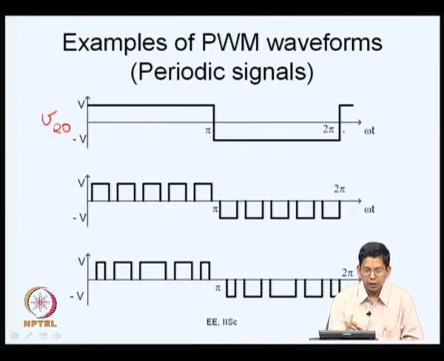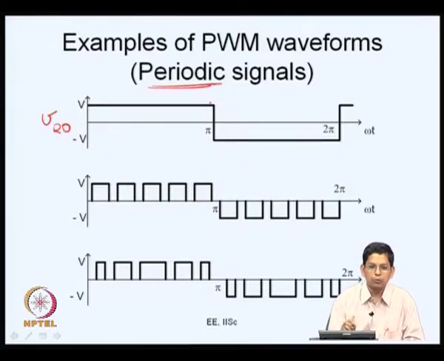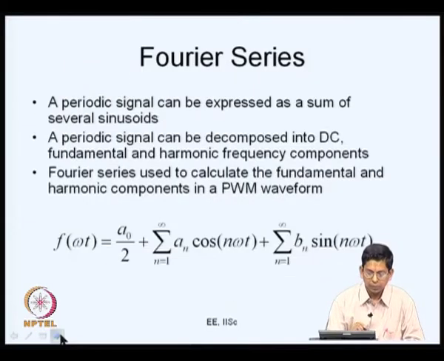Similarly, you can modulate in several ways, some examples of which we have already seen. You can modulate in all these ways, all these are periodic signals. So, many such simple PWM waveforms are periodic signals. So, what we can do is, we can use Fourier series. We want to calculate how much fundamental component it has, whether it has a specific harmonic or not, and what is the amplitude of that harmonic and so on. So, we can use Fourier series to do that.